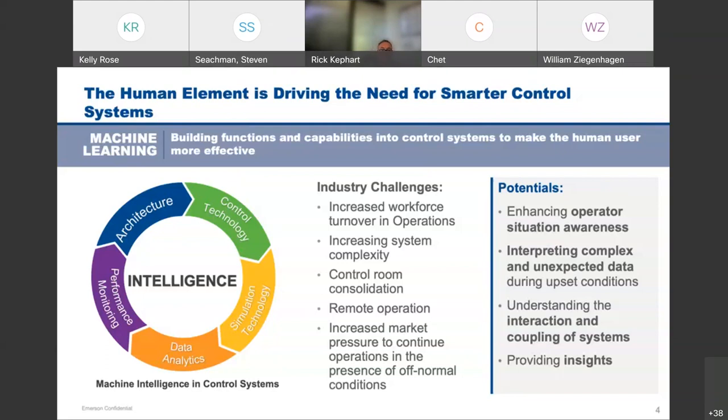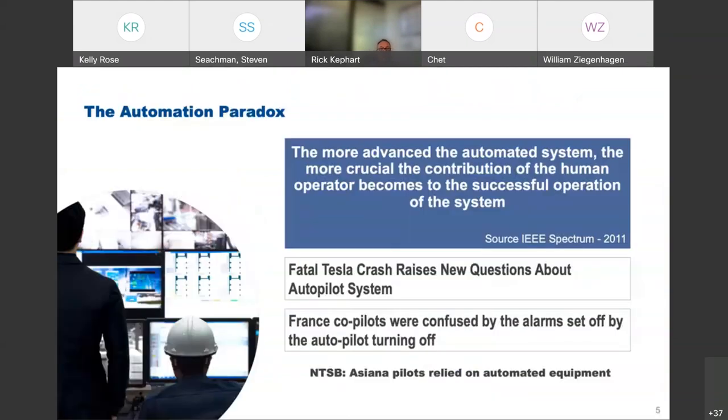When you think about using advanced technologies, one of the big things that jumps out is something called the automation paradox. If you look at a lot of the latest controls research, over and over again you see this automation paradox come up. Basically it says that the more advanced the automation system is, the more important the human operator is that's utilizing that automation system. And if you want to look at examples, you don't have to look any further than aviation. That's a perfect example.